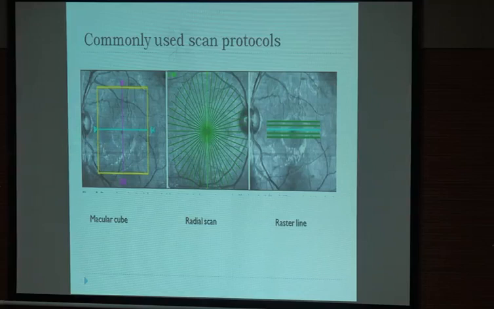So we can choose various protocols when we are doing OCT. We have the macular cube, we have radial line scans which we can do, or we can have parallel lines which we call the raster line scans.